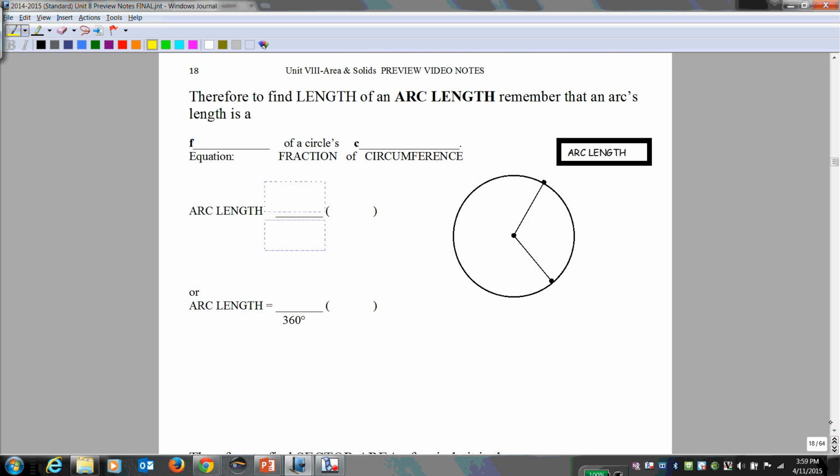Now, arc length, the concept of arc length. Arc length is simply a piece of the circle's circumference. When we find arc length, the arc length is simply a fraction of a circle's circumference. It's a piece of the circumference. Length, write the word length here.